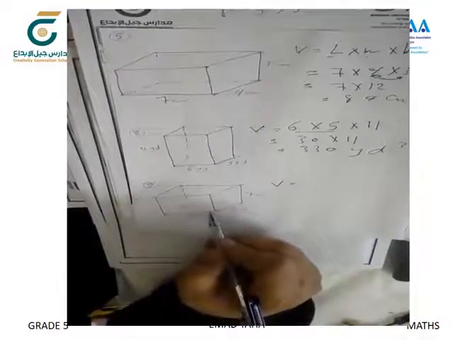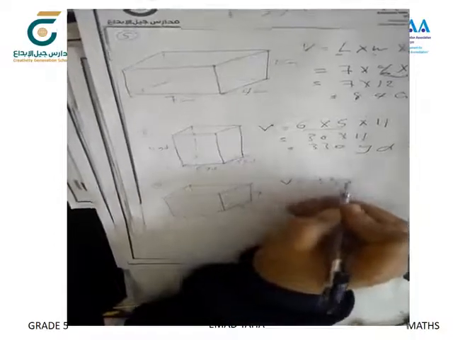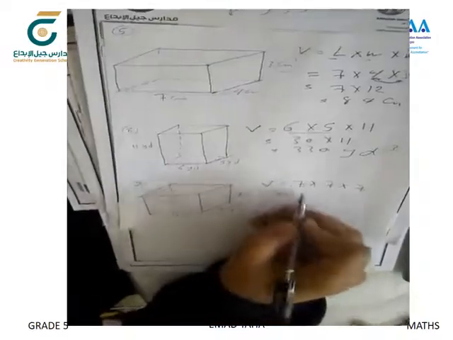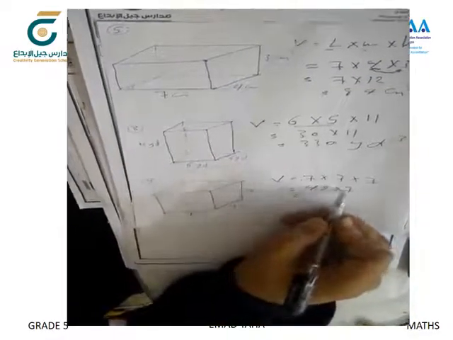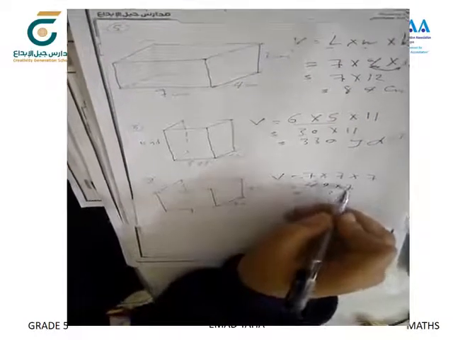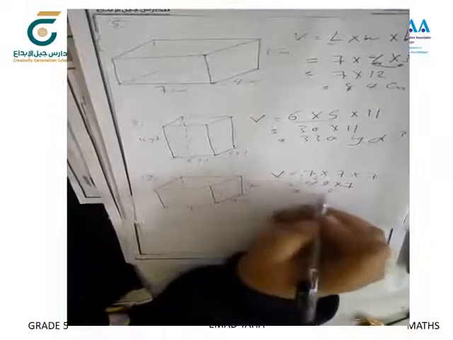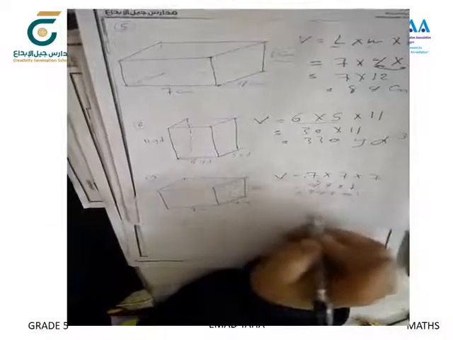Here the volume equals length 7 times width 7 times height 7. This prism is called a cube, and the volume is side times side times side, or length times width times height. Now 7 times 7 equals 49, multiplied by 7. 7 times 9 is 63, write 3 and carry 6. 7 times 4 is 28, 28 plus 6 is 34. And what is the unit here? Meter, cubic meter. Thank you.